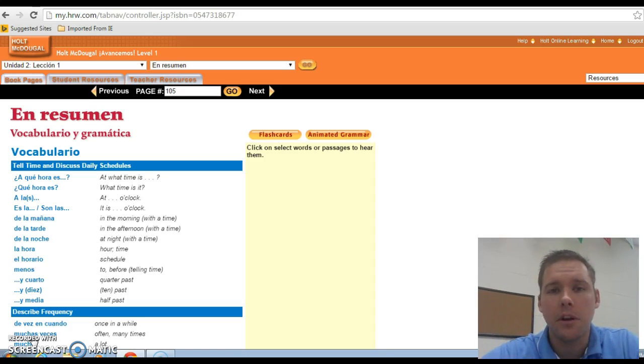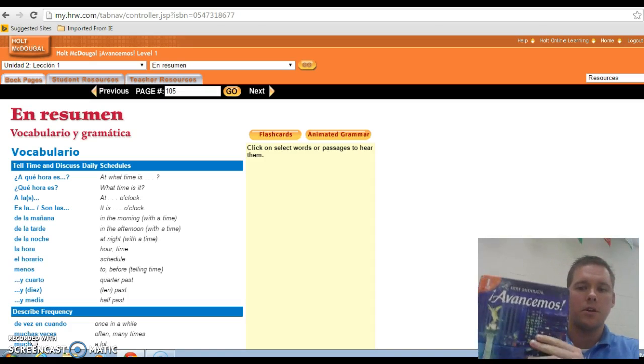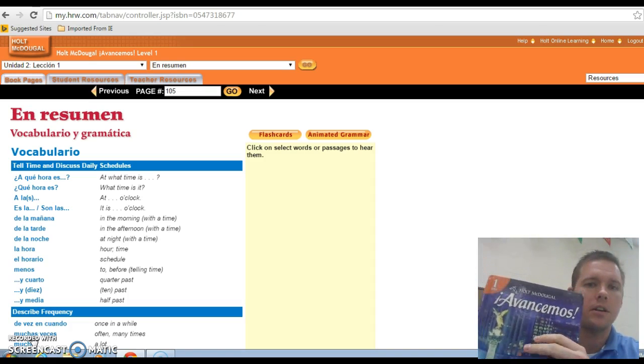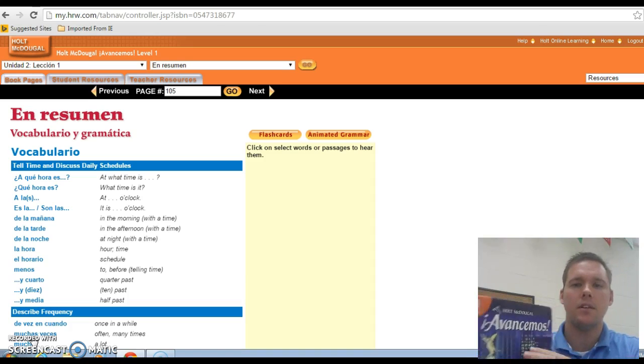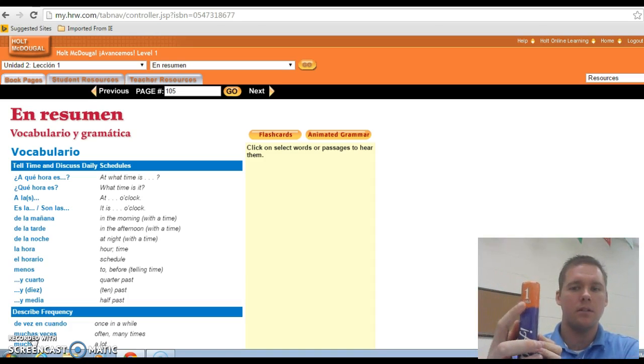Today we're just going to go briefly through some pronunciation of some of the new terms in your chapter on page 105. So if you're following along in your book, or if you've taken a picture of it, we're looking at the Avancemos book, the one with the orange on there. It has the number 1. It's got the number 1 on the binding as well. There it is. Turn it open to page 105.